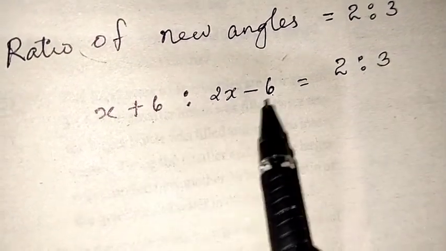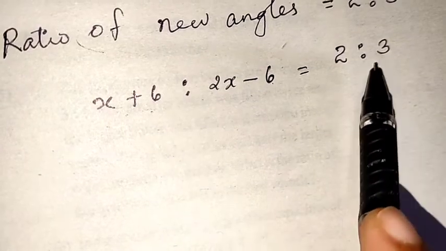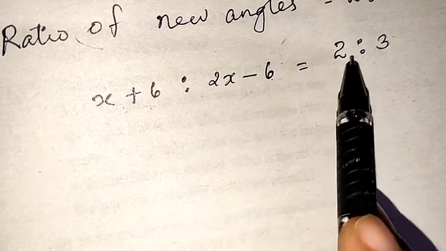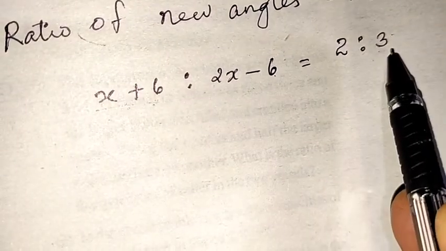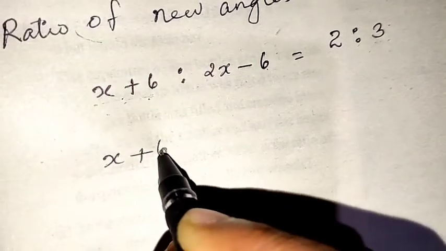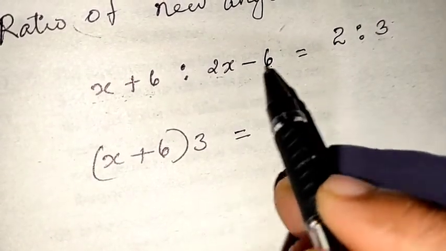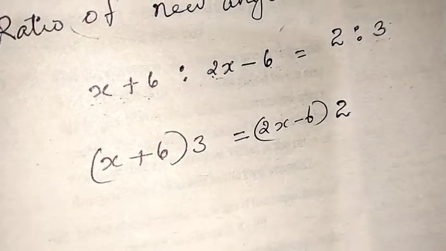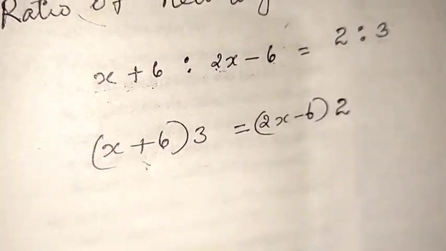So here we have two ratios equal. If two ratios are equal, then the product of first and last is equal to the product of the middle. Here which are the first and last? x plus 6 and 3 are the first and last, so x plus 6 into 3, which is equal to the product of the middles, 2x minus 6 into 2.